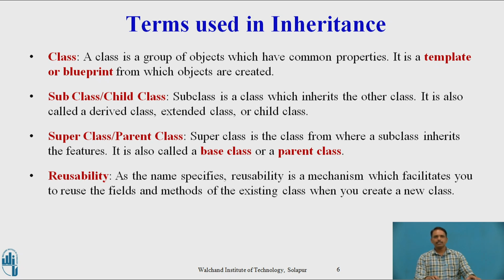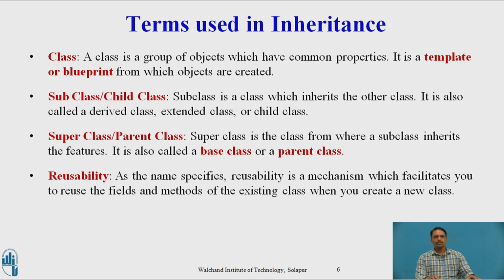Now the second term is subclass, which is also called child class. What do we mean by subclass? A subclass is a class which inherits another class, and the other class becomes the parent of the current class. It is also called a derived class, extended class, or child class. These are different names that we can use for subclass. Superclass, or parent class, is the class from which a subclass inherits the features. It is also called base class or parent class interchangeably.